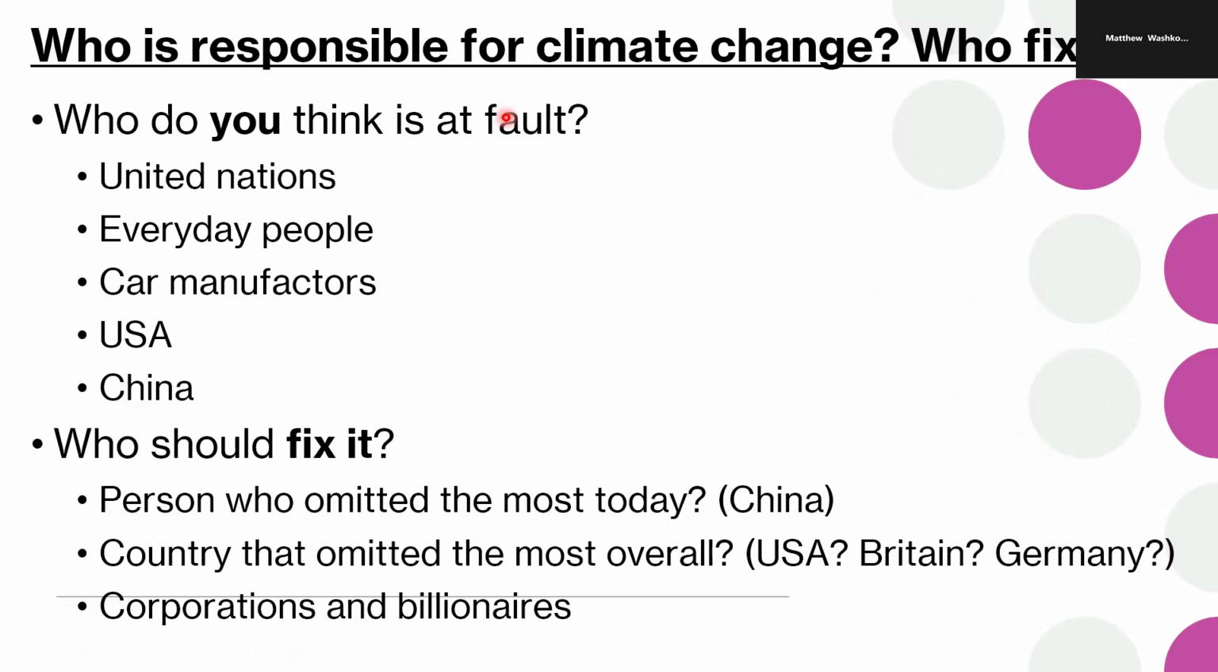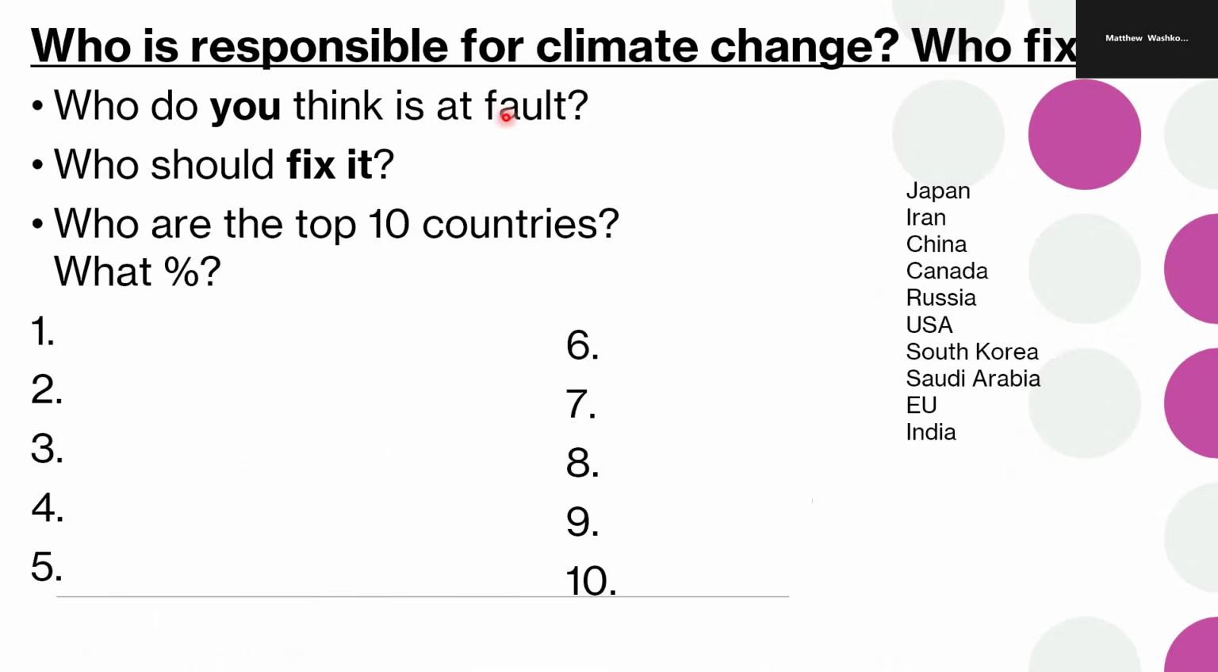Who should fix it? Should it be the people who have emitted the most? Right now, China emits the most. Should it be the country that emits the most per person, which is the USA? Should it be the corporations and billionaires? Who? So at this point, I want you to pause the video and rank. Who do you think is at fault and who do you think should fix it?